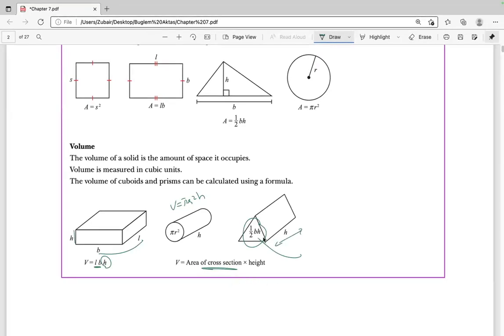Why are they not writing it generally? Because this h and h would be confusing, which height are we talking about. So we generally say volume is area of cross-section into height. Okay.